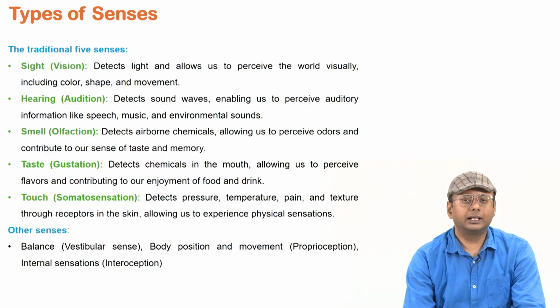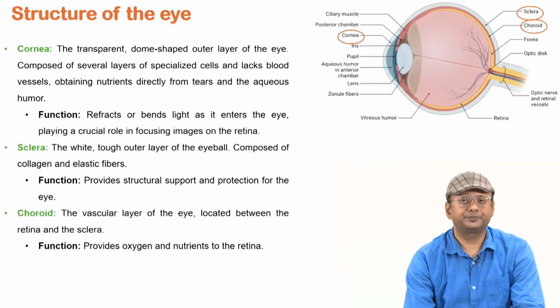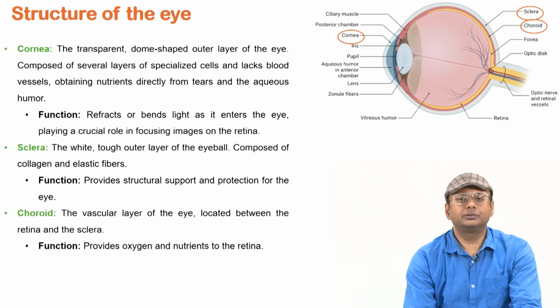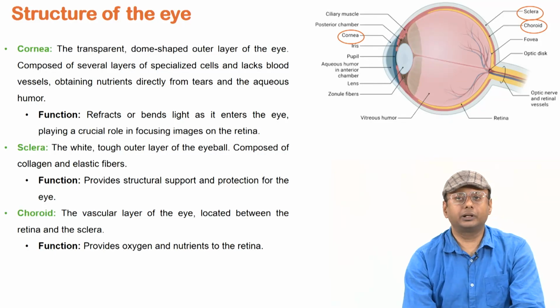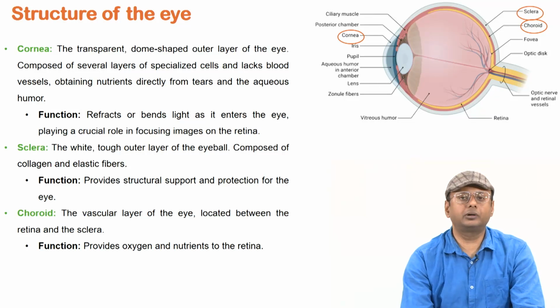Apart from that, other senses, for example balance, body posture or body position and movement, and some sort of internal sensations can also be present using this sensory organ or sensory system. The first one we will discuss is vision, where the eye is the most important component. So let's see the different components of the eye.